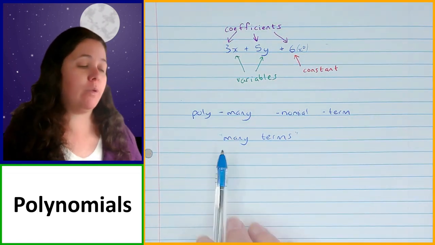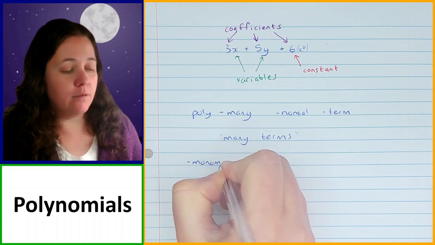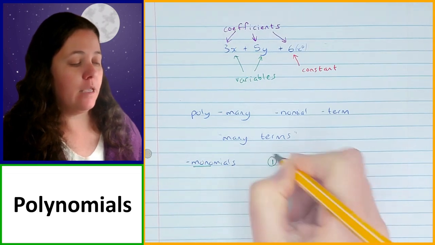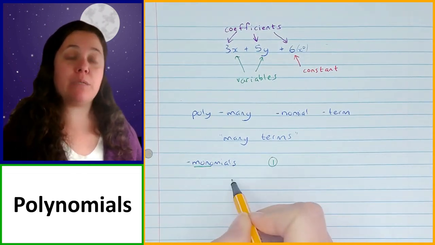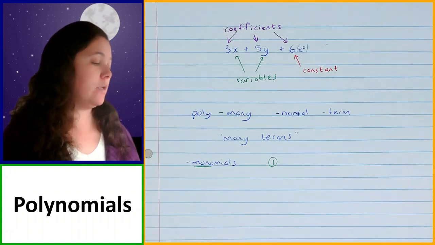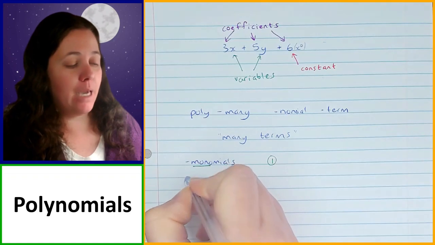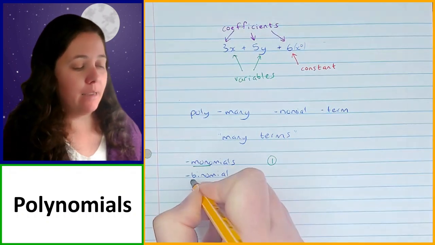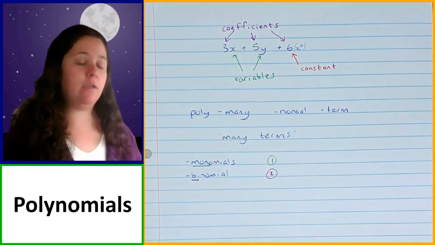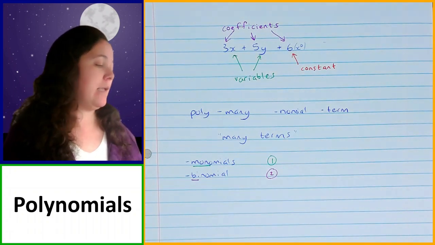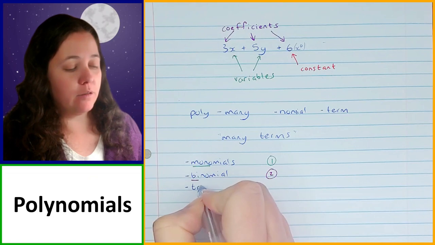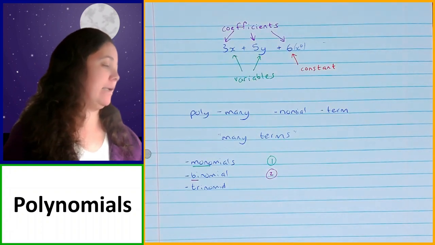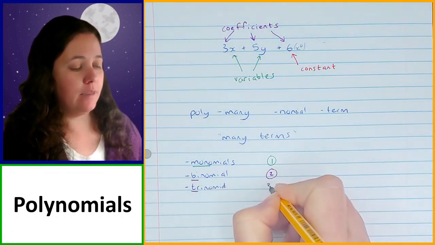Now you get different kinds of polynomials. You get monomials. Now mono means one. So this is an algebraic expression made up of one term only. Okay, you get a binomial, where bi means two, like in bicycle, which has two wheels. Okay, so this has two terms. And then you get a trinomial, where tri, just like in triangle, means three. So it has three terms.